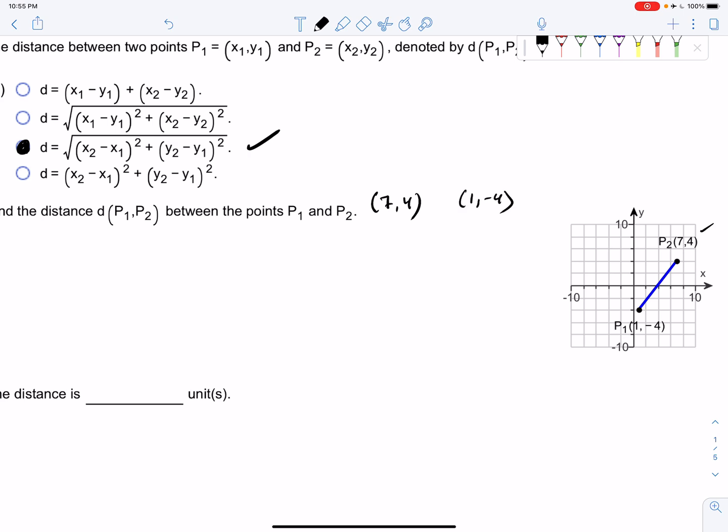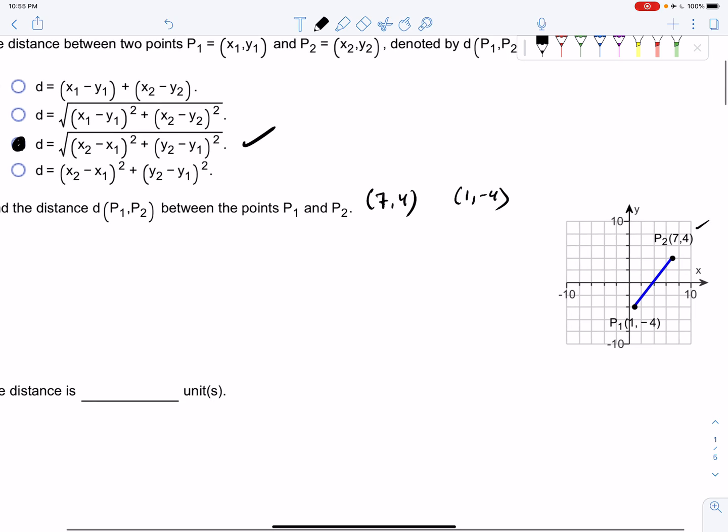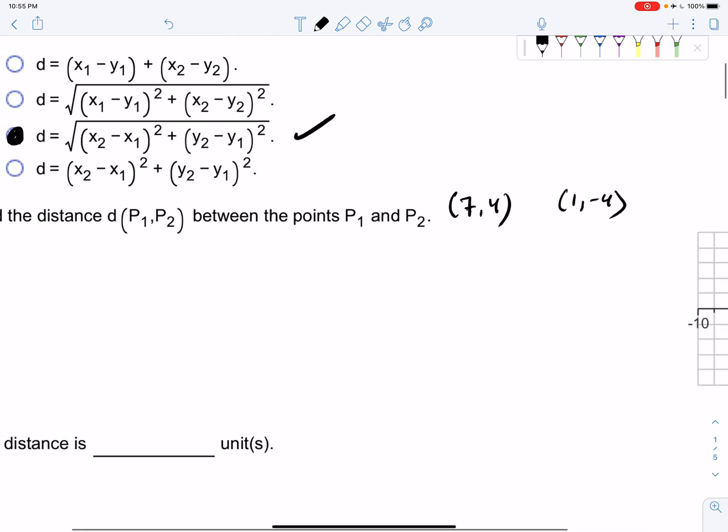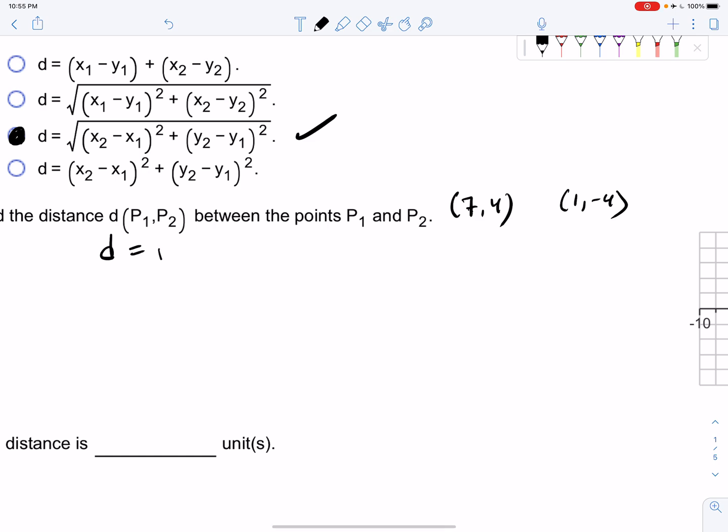Now it really doesn't matter which one you start with, which one you label 1 and 2. What matters is that you stay consistent, meaning once you label the first one as 1, then it has to consistently be 1 for x and for y. So let me show you what I'm talking about. We're going to take the formula, which is the distance between these 2 points is going to be the square root. And now we're going to take the difference of the x's. So I'm going to go ahead and show that. The format looks like this: the difference of the x's squared plus the difference of the y's squared.